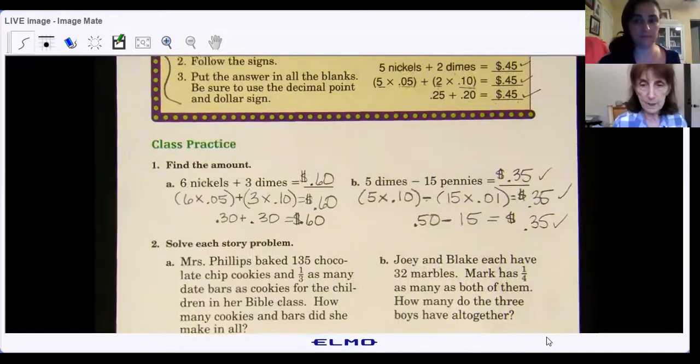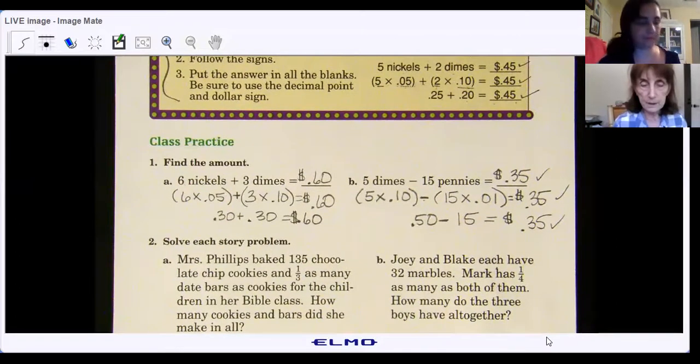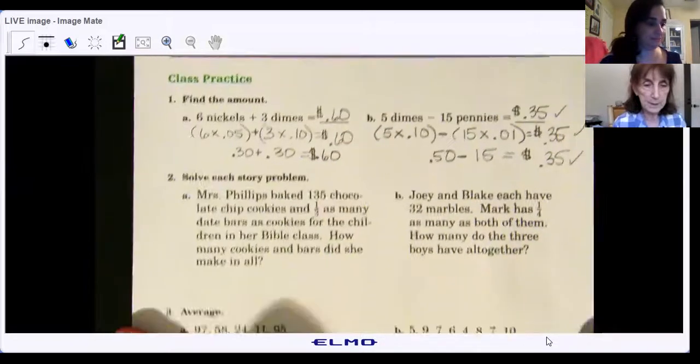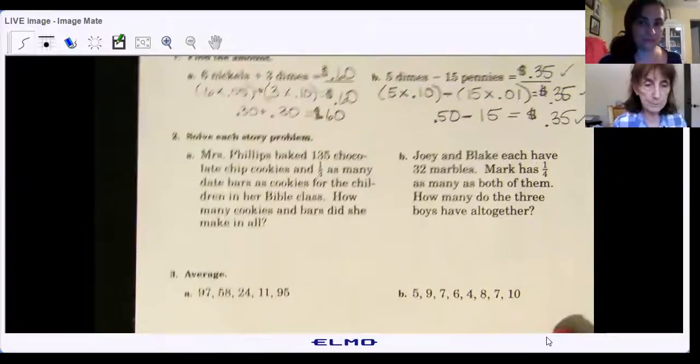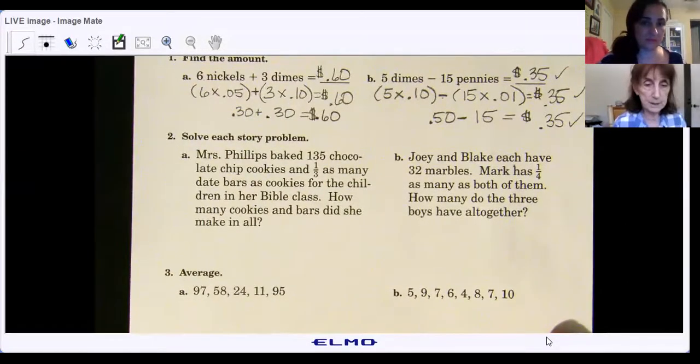Okay, remember two places for cents. All right, let's look at the story problems. Solve each story problem. Mrs. Phillips baked 135 chocolate chip cookies and 1/3 as many date bars as cookies for the children in her Bible class. How many cookies and bars did she make in all?